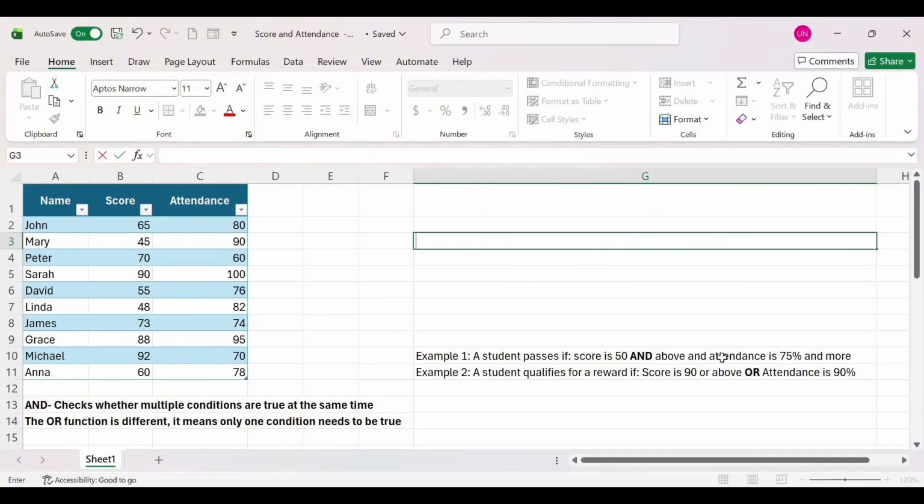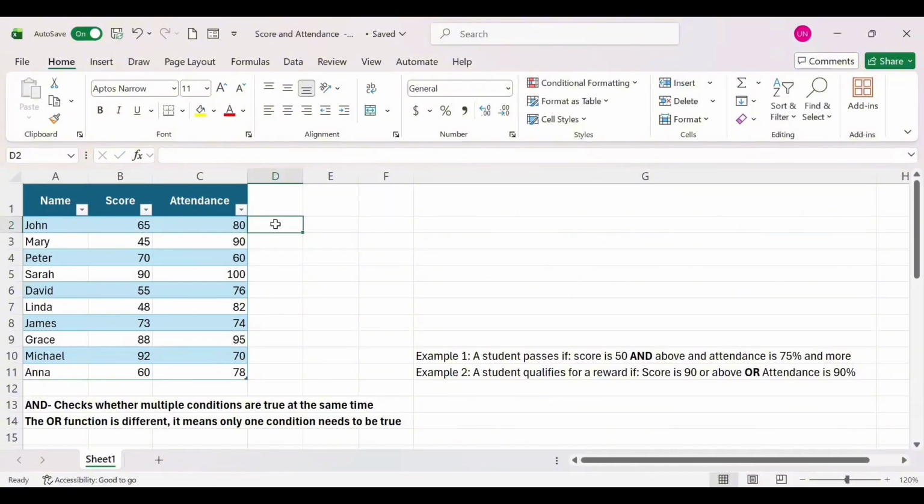So how do we go about this combination of the formula? We'll do it very similar to what we did the last time. The only thing we're introducing is the AND. The AND is telling Excel that I want both criteria to be met at the same time. So I'm going to come here and say equal to. Now, what does the example question say? It said the student must have 50 and above and also have at least 75% attendance to pass.